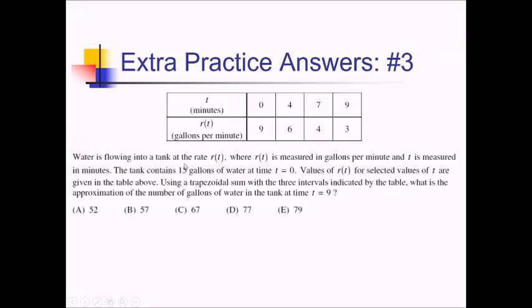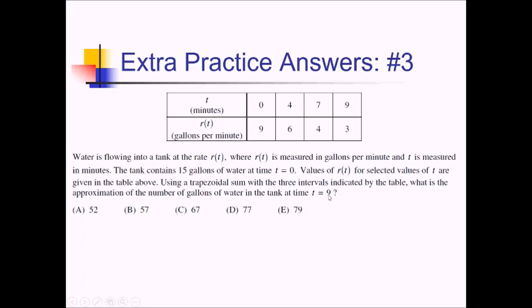For this one, we have water flowing into a tank at the rate given by R of t, which they're not telling us exactly what it is algebraically, but they gave us a table of values for R of t. Now here's another important piece. This tank contains 15 gallons of water at time 0. We want to use a trapezoidal sum with 3 intervals to figure out approximately how many gallons of water are in the tank at time 9.